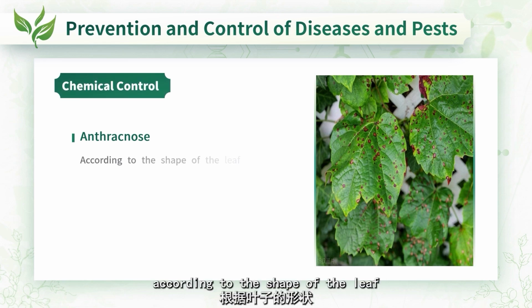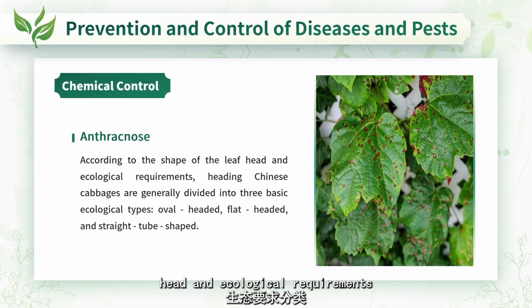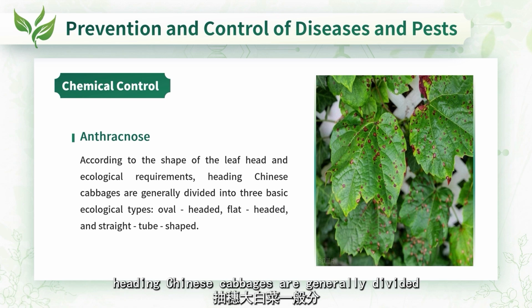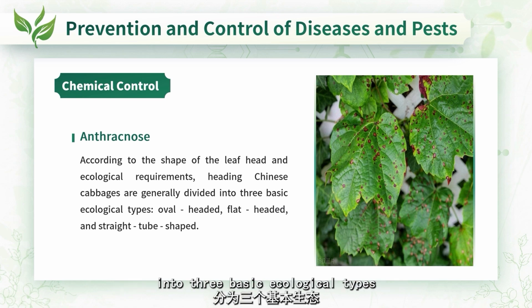Anthracnose, according to the shape of the leaf head and ecological requirements. Heading Chinese cabbages are generally divided into 3 basic ecological types: oval-headed, flat-headed, and straight tube-shaped.